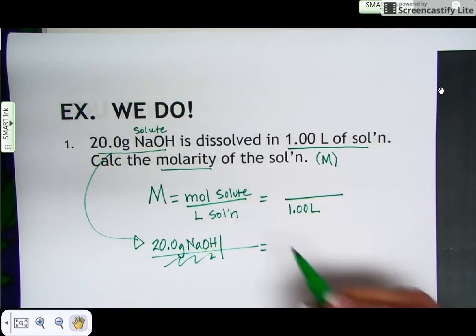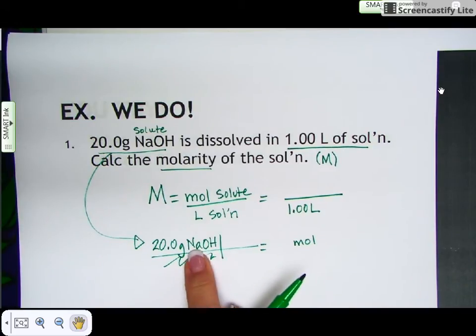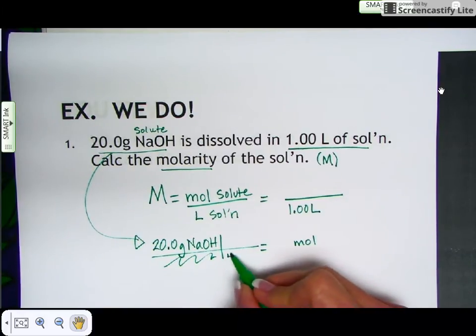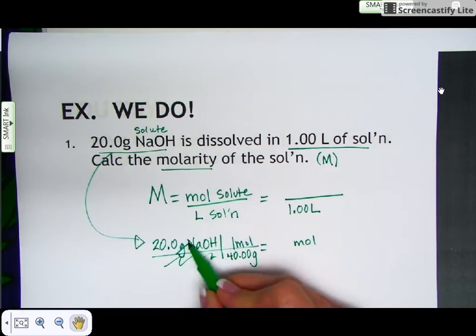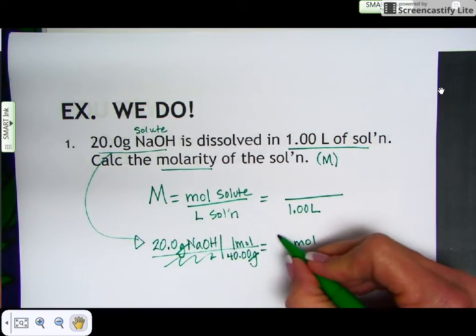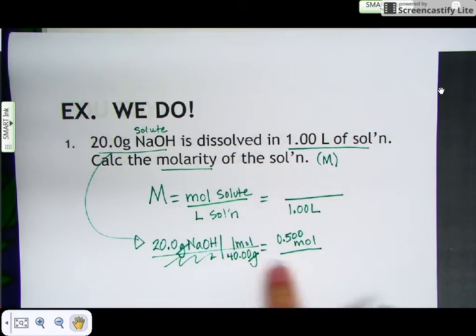So what we need is the molar mass. If you add up the molar mass of sodium hydroxide, 22.99 plus 16.00 plus 1.01, you get 40.00 grams per mole. This lets your grams divide out. So when you divide here, you'll get 0.500 moles of sodium hydroxide, and that's to 3 significant figures because 3 sig figs are our least.